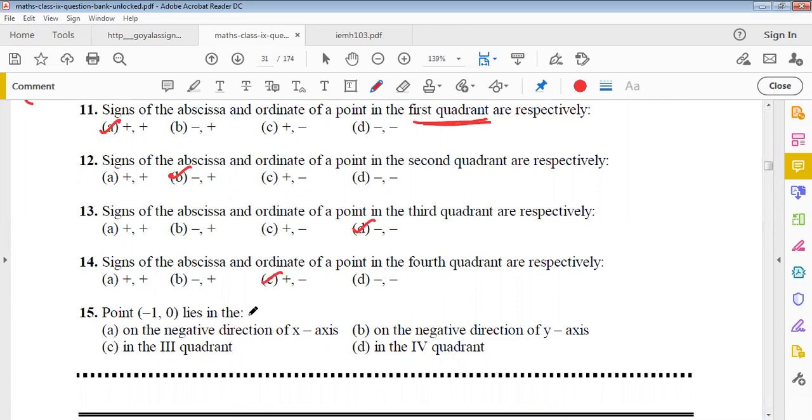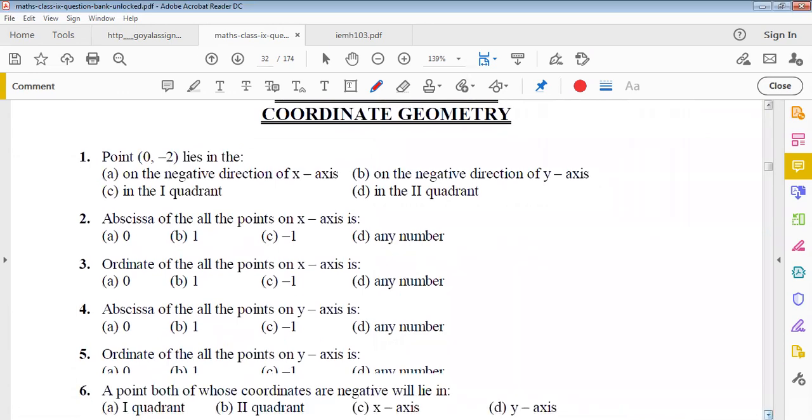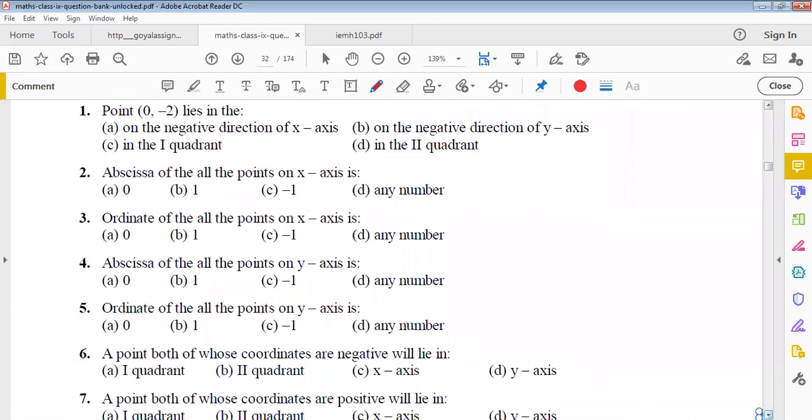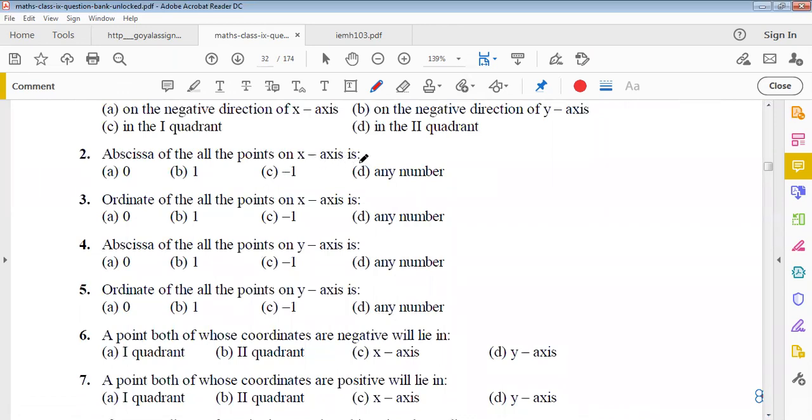Next, point minus 1 comma 0 lies on. See, y value 0, but x value negative, so it lies on x axis, but which side? Negative direction of x axis. Okay, next. Abscissa of all points on x-axis: the point will be x comma 0. What is x? X can be anything. Ordinate of all the points on x-axis: see, this is called abscissa and this is called ordinate. Ordinate on x-axis is always 0.